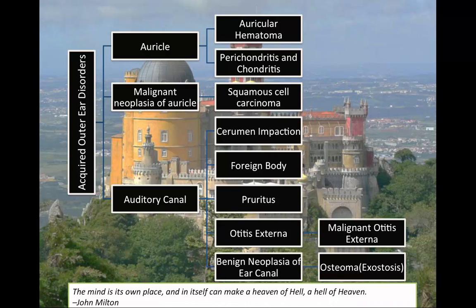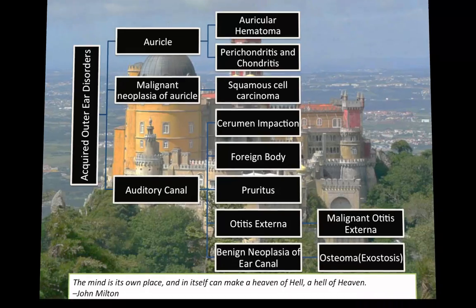Next, I'll be discussing acquired outer ear disorders of the auricle called the auricular hematoma. The other topics in this slide will be discussed in future lectures.